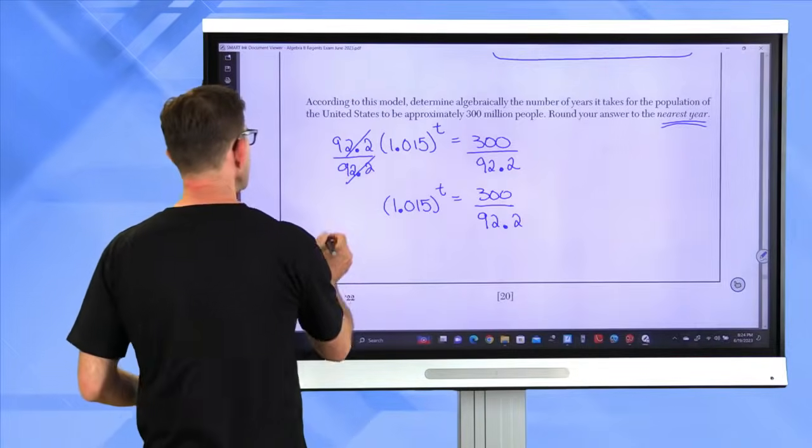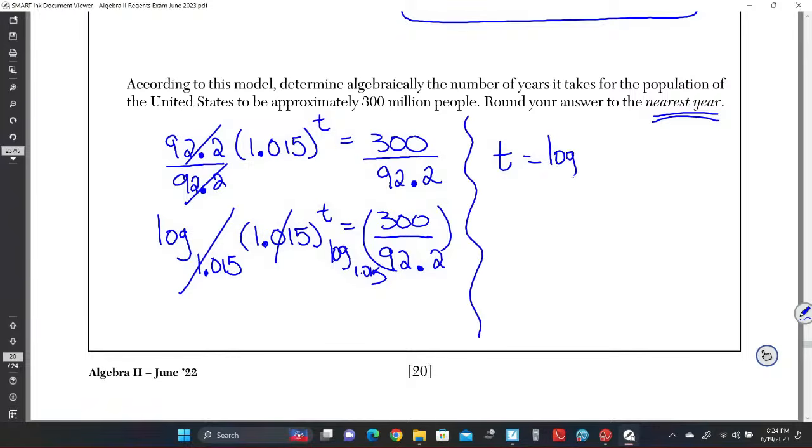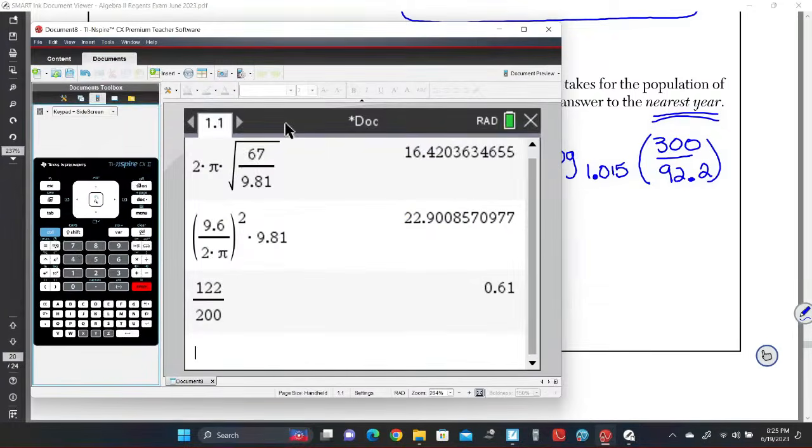So if I now do the log base 1.015 of both sides, and this is hard to write on this side, then these two cancel, and I'll literally get t equals log base 1.015 of 300 over 92.2. And that's pretty easy to do on my calculator.